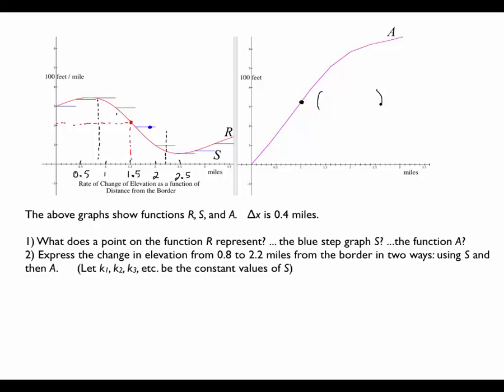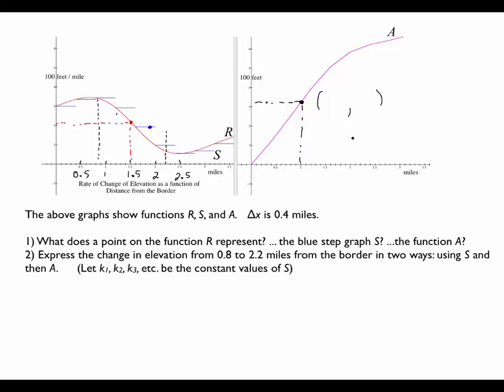Okay? Points on graphs are always two pieces of information taken together. So at a particular miles from the border, it's the elevation, or actually elevation change from the border. So if we're starting at 0 here, that means that's the border, whatever the border's elevation is. So the output of that function, or the y-coordinate of that point, will be the change in elevation from the border.